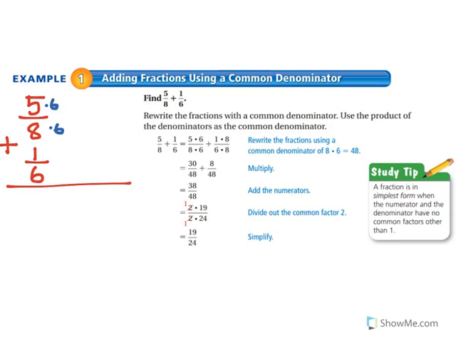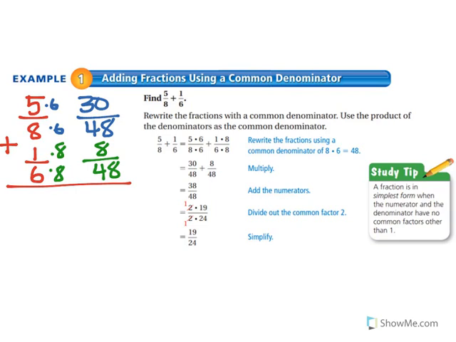And in doing this, 5 times 6 is 30, and more importantly, 8 times 6 is 48. Now, we're going to multiply 1 and 6 both by 8. Again, we're multiplying by the other fraction's denominator. So 8 times 1 is 8. And again, more importantly, 6 times 8 is 48. Now, as you can see, we now have a common denominator, 48.